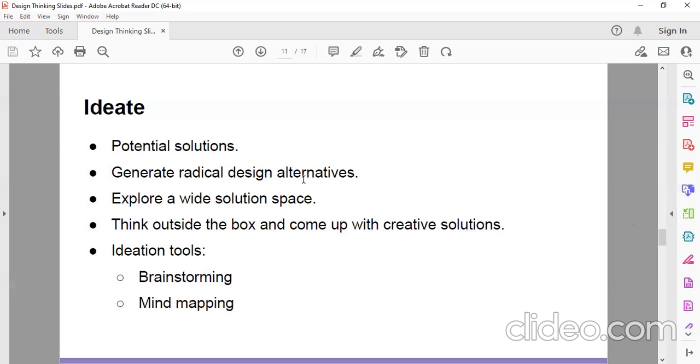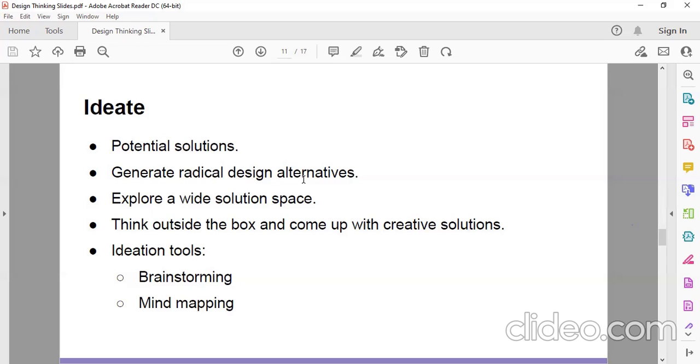Yeah, as I said here, you will be generating a lot of innovative ideas, and at the end of the ideation phase, you need to narrow down your solution space, and you have to select the few ideas which are really creative, and which you think can be applied in that particular scenario, and then you have to move forward, right?